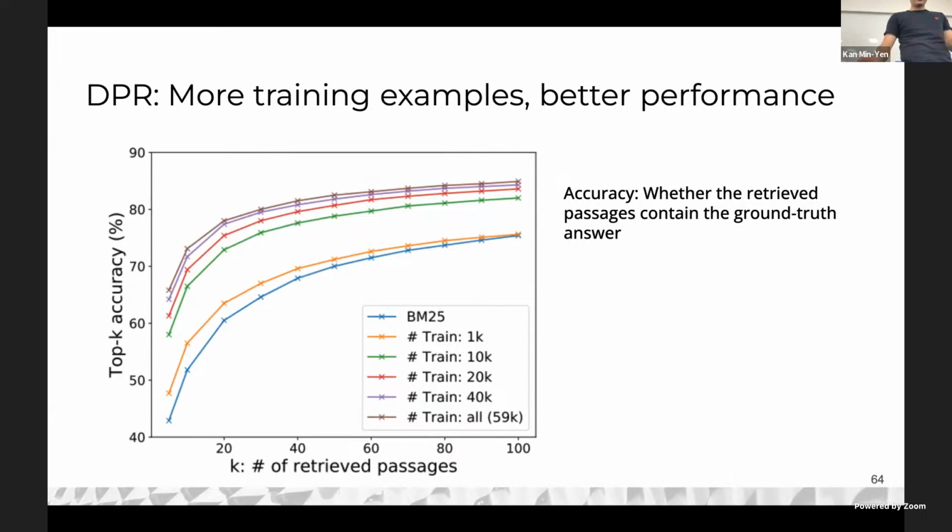Oh, how do I put it? So for example, when we have 20 retrieved passages, then we measure the top 20 accuracy. But if you only have 20 retrieved passages, then why is there a top 20? Shouldn't it just be 20?